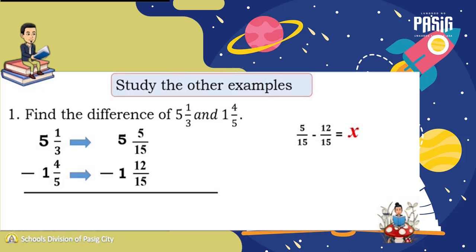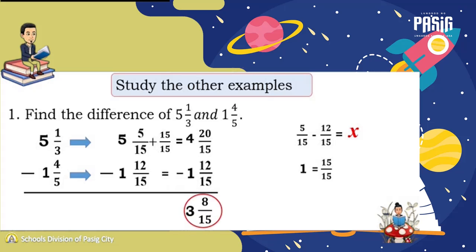So what are we going to do? We must borrow 1 from the whole number 5. Then rename one whole to fraction. You must have a fraction that is similar to the given fraction, and that is 15/15. So that we can add 5/15 plus 15/15 equals 20/15. Since we borrow 1 from 5, it will become 4. Now we have 4 and 20/15 minus 1 and 12/15 equals 3 and 8/15.